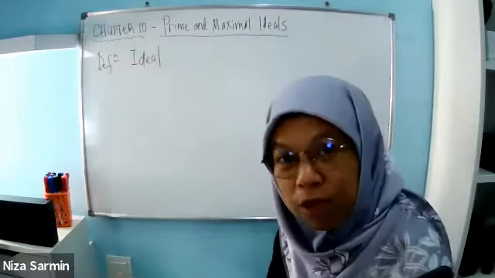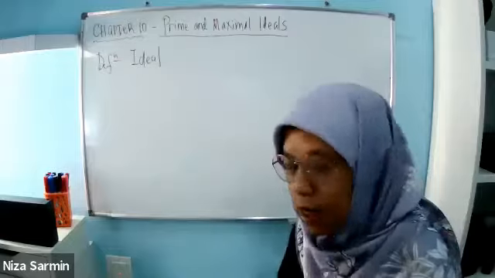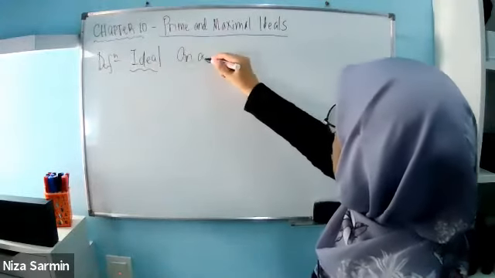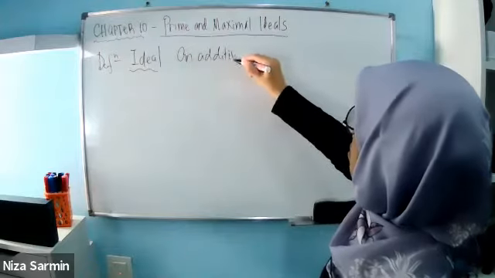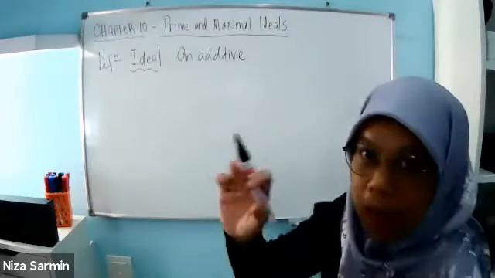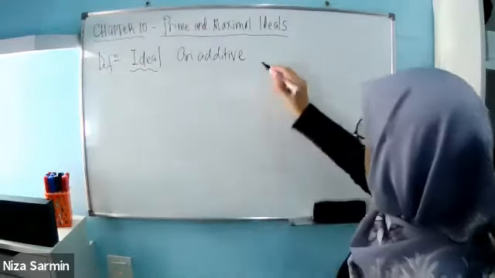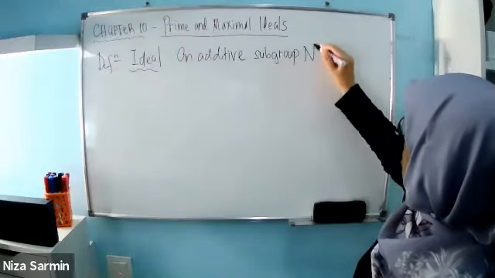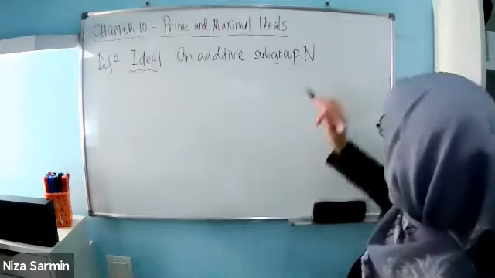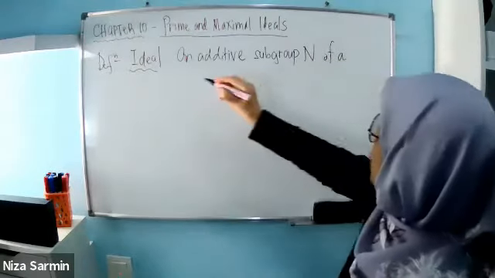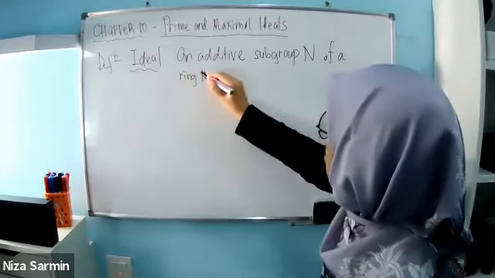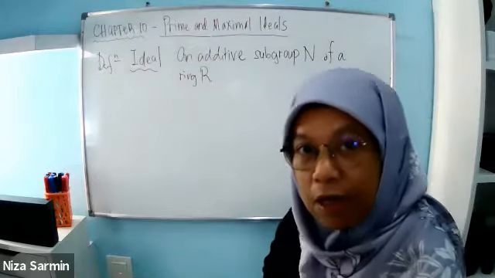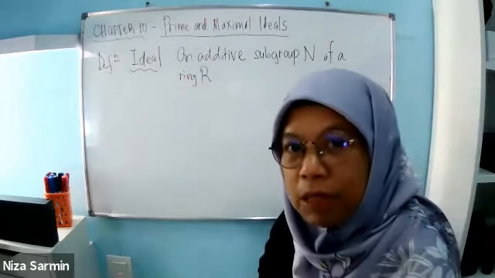Like a normal subgroup in a group, right? You have this ideal. So what does it mean by ideal? You have an additive, meaning plus, right? Under addition. Okay, and additive subgroup N of a ring R. Why do we have to say this? Because a ring has two operations, addition and multiplication.